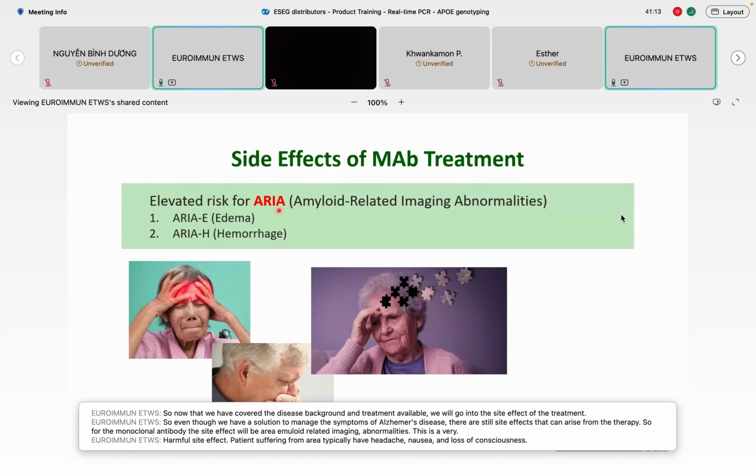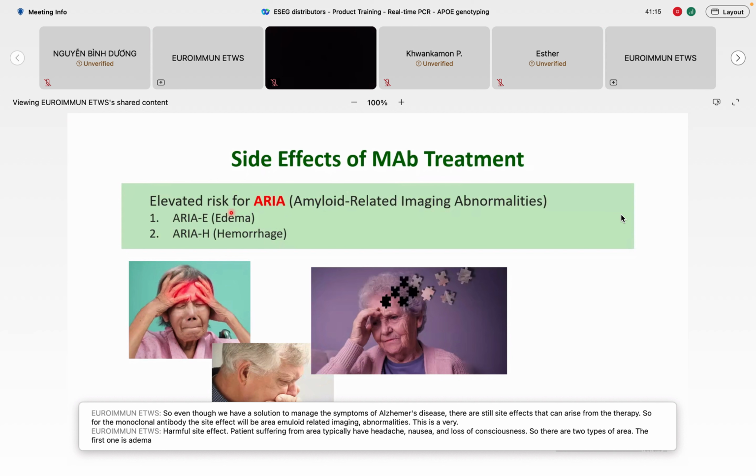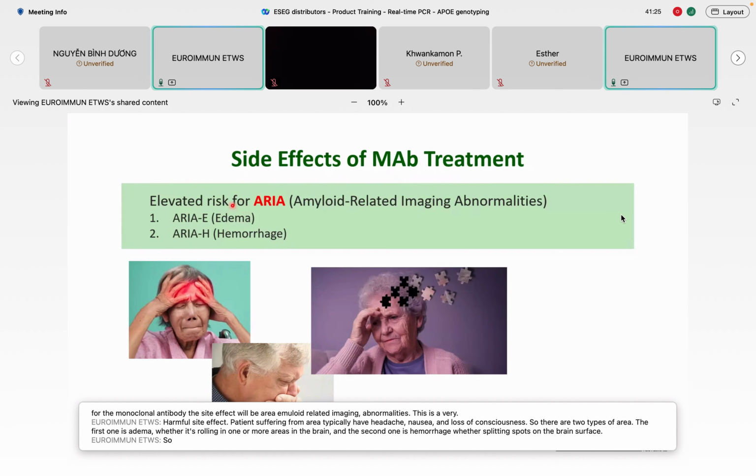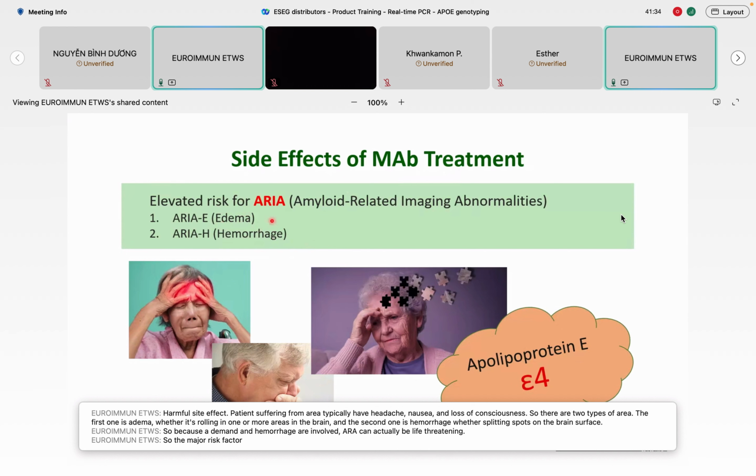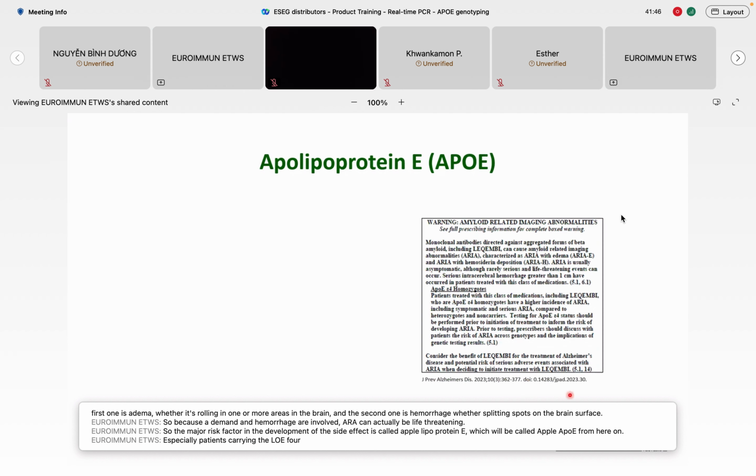There are two types of ARIA. The first one is edema, where there is swelling in one or more areas in the brain. And the second one is hemorrhage, where there is bleeding spots on the brain surface. Because edema and hemorrhage are involved, ARIA can actually be life-threatening. The major risk factor in the development of this side effect is called apolipoprotein E, which will be called APOE from here on, especially patients carrying the allele E4.